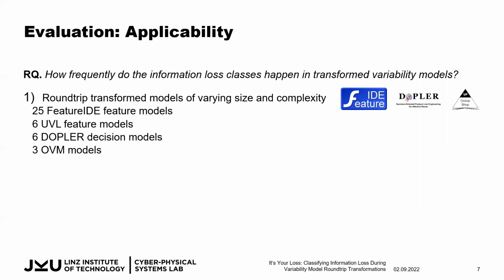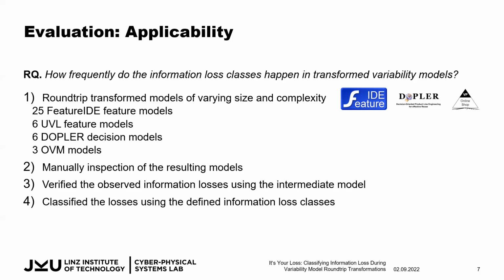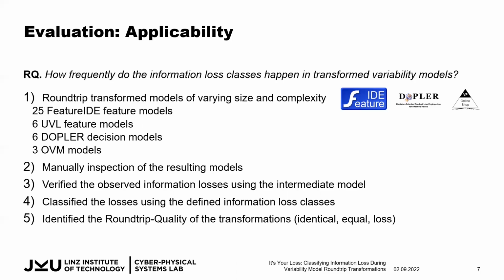Therefore, we selected a set of models of each approach, all of varying size and complexity. We then manually inspected the resulting models and identified whether there are differences. And if so, could we verify the observed information losses using the intermediate model, so that we can verify that this loss was caused by the transformation? We then classified the observed information losses using our information loss classes and identified the round-trip quality of this transformation, specifying them as identical, equal, or a loss transformation.